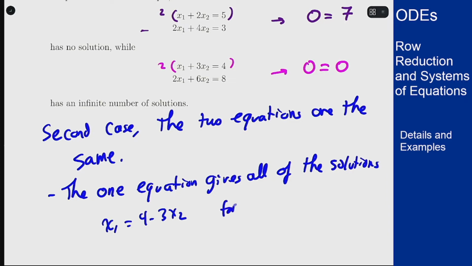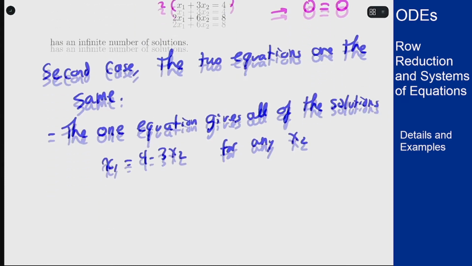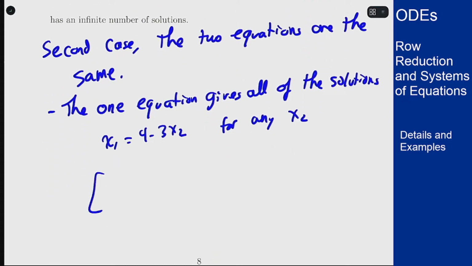So for any x2, it could also be written in vector form: x1, x2 equals t for any value you pick for x2, and then 4 minus 3t in the x1 component. So we have our results where we get one solution. That was pretty straightforward to figure out.